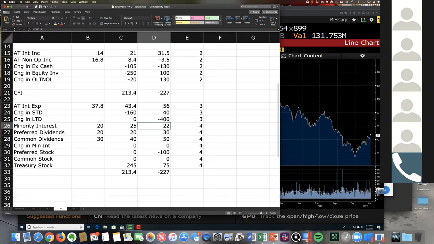Hey, Professor, I have a question on minority interest. Yes. So this is what threw me off, and that's where my numbers don't match up. We use minority interest from, it looks like, the income statement and not the balance sheet. Why is that? You actually use from both. Okay. And unfortunately, we have to deal with real-world accounting.